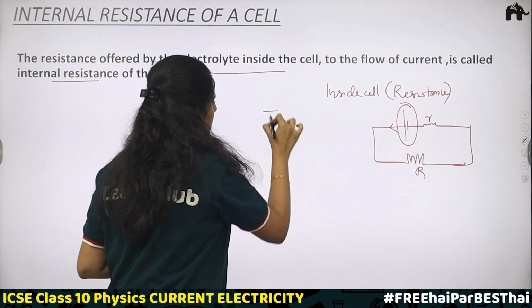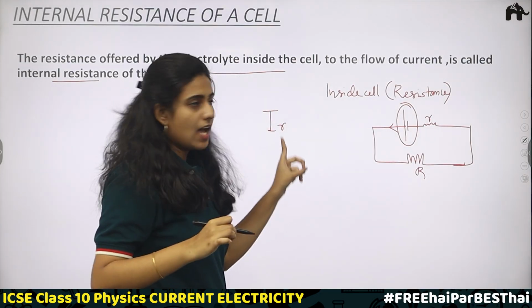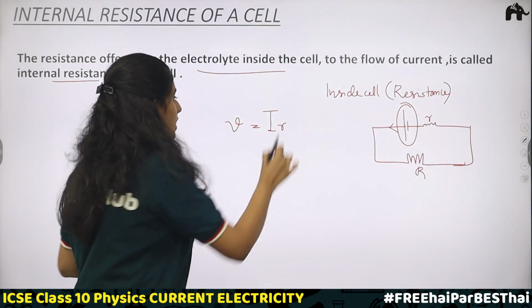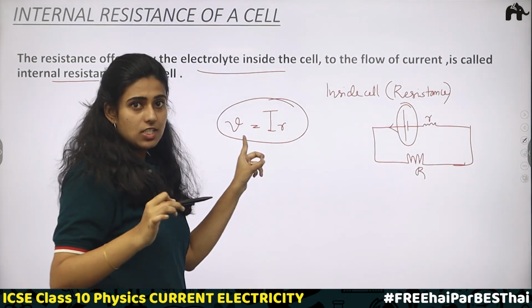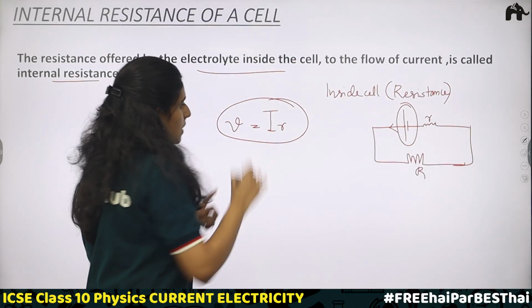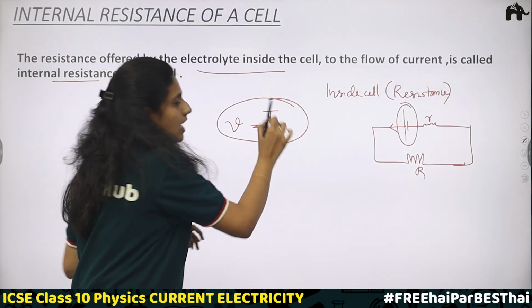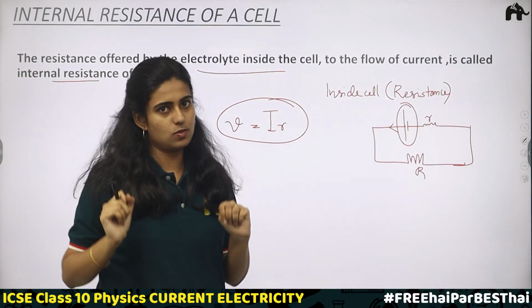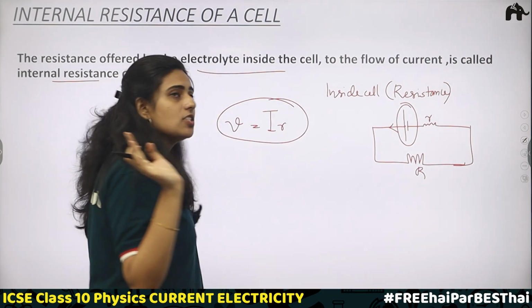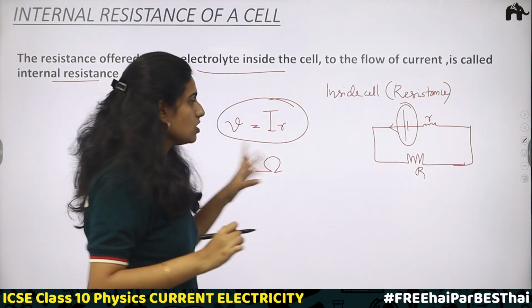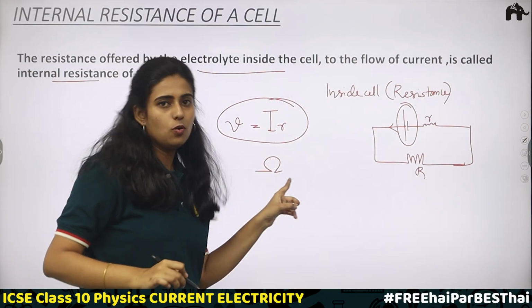Okay, I into R will give you the voltage drop. We know that inside the cell, the potential difference will be the voltage drop. Here, the voltage drop will be equal to the current flowing into the internal resistance. You can calculate internal resistance in this way. And what is the unit of resistance? We know the unit of resistance is ohm. Therefore, the unit of internal resistance is also ohm.